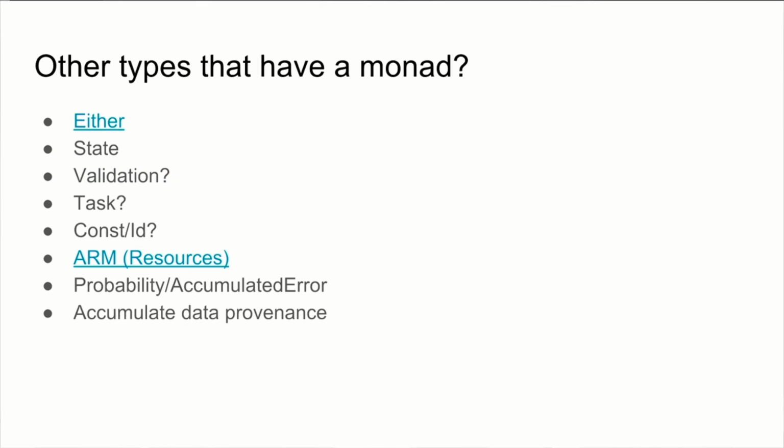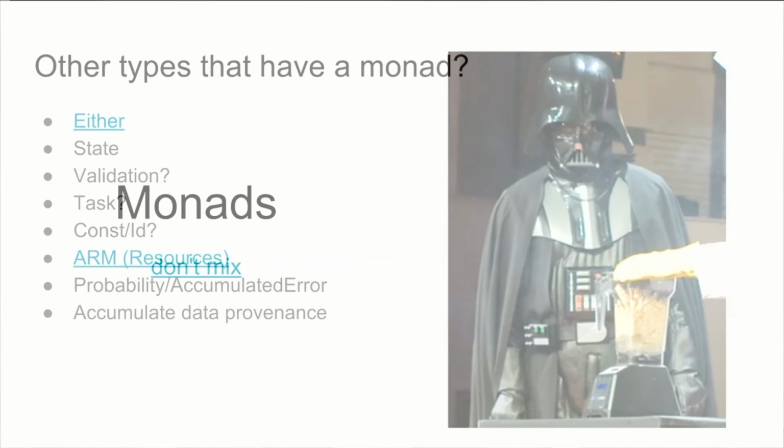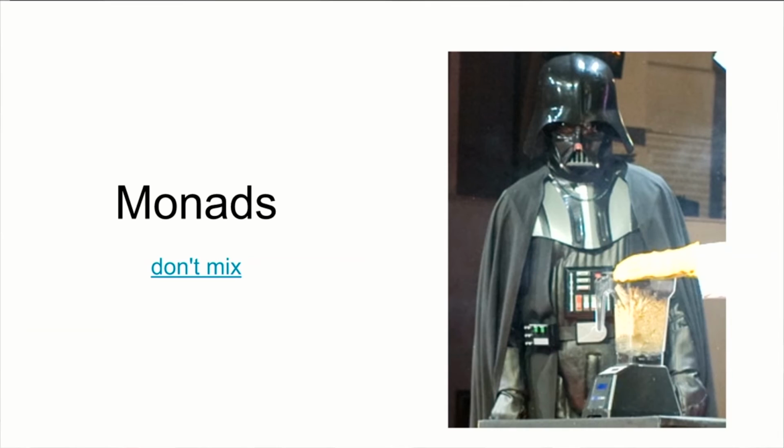Other types that can have monads: Either, State, Validation, many of these. I'm not going to dig into them because I want to get to the more exciting part. So monads don't mix. Okay, it's very, very bad.